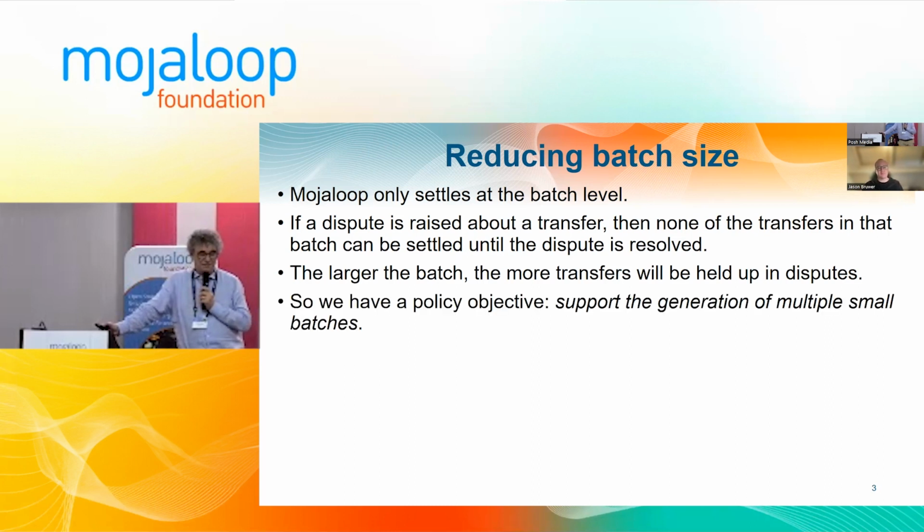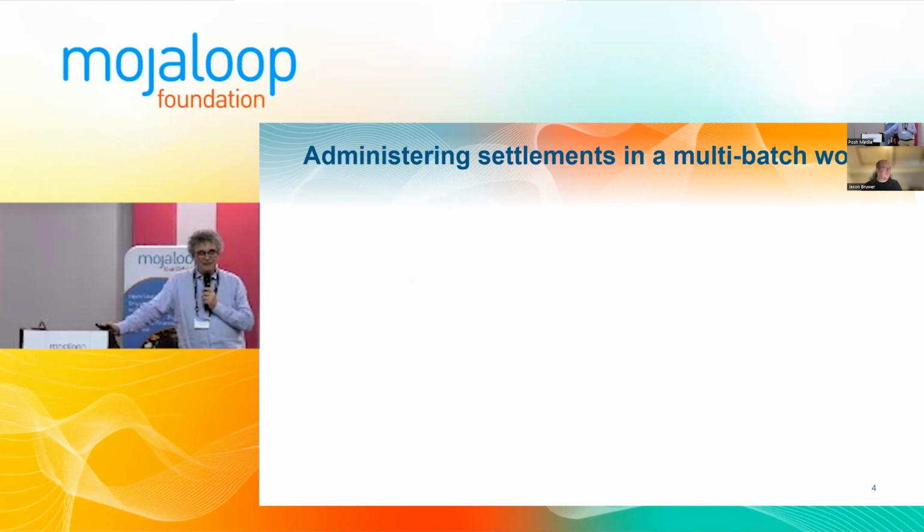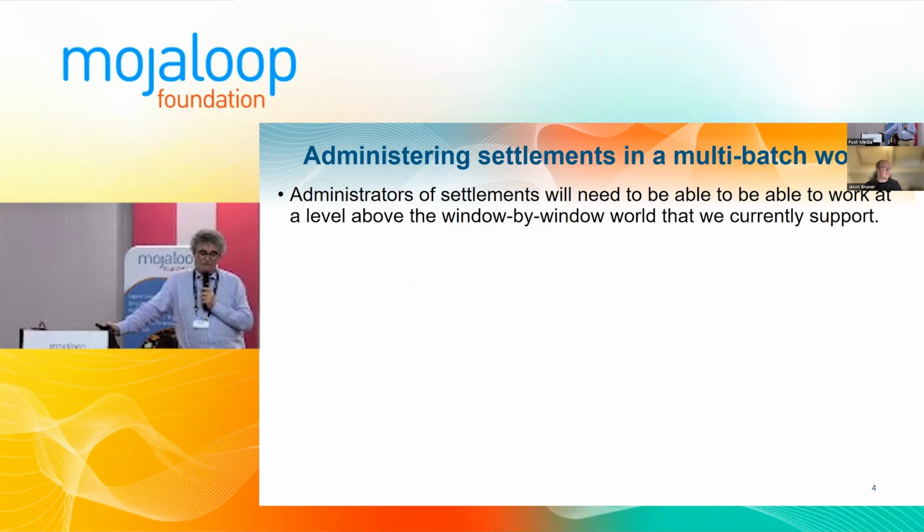So our policy objective is to support the generation of multiple small batches, which sounds fine, but there's one problem. There's going to be rather a lot of batches in the system. Now, in a multi-batch world, which is what we're talking about, we think that administrators of settlements will need to be able to work at a higher level than the window-by-window world that we currently support.